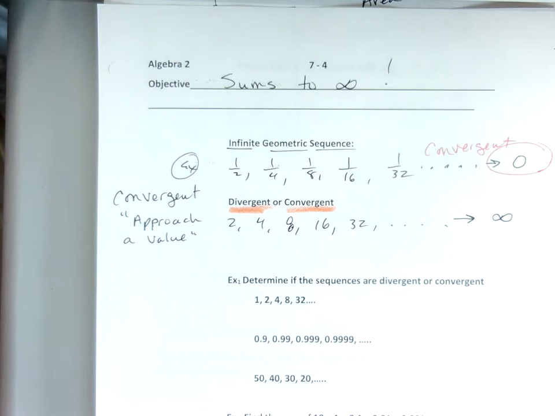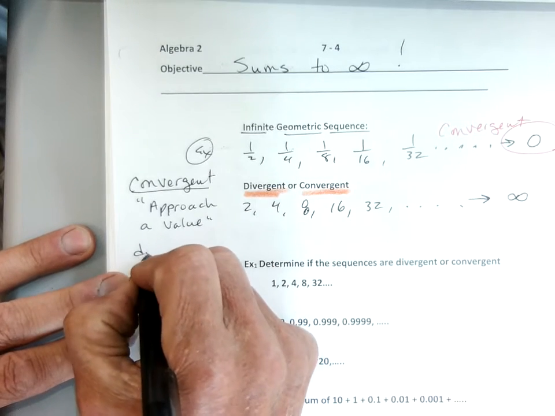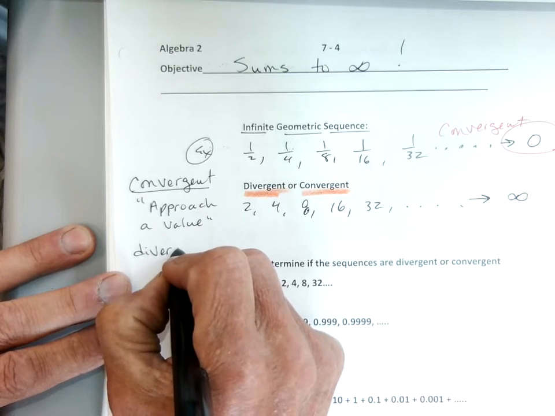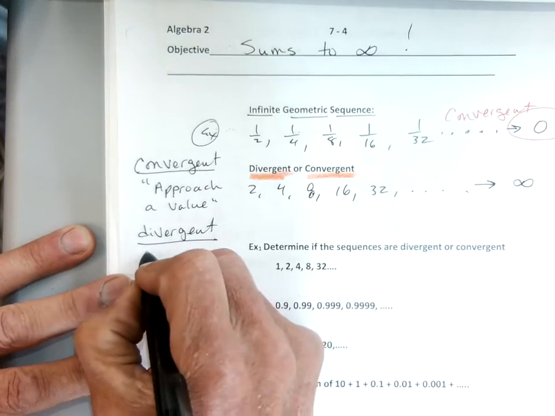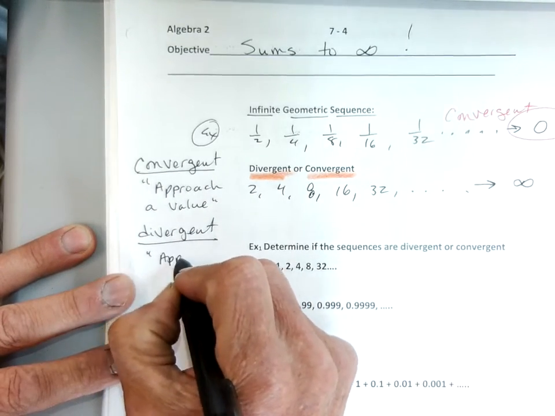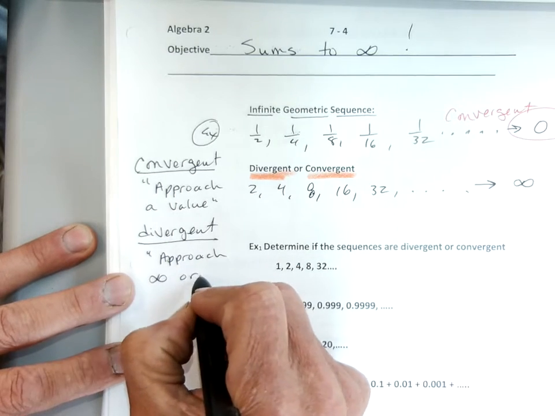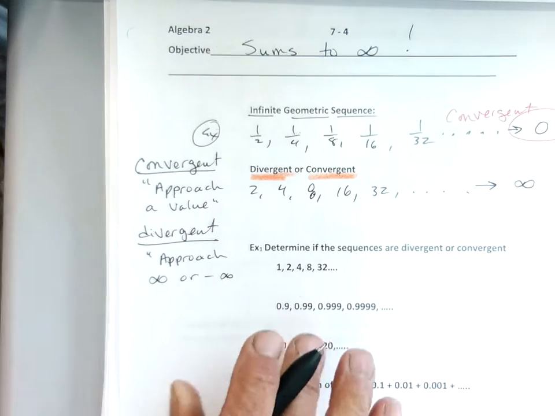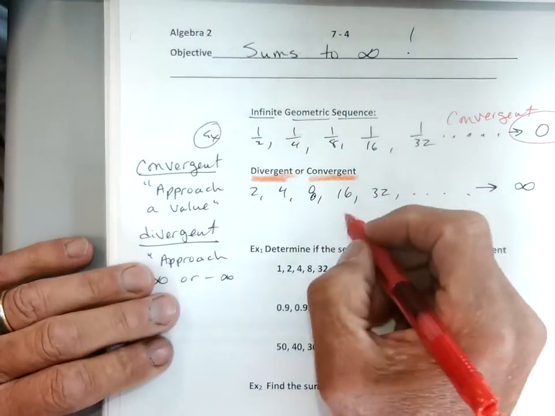Divergent means it's going to infinity or negative infinity, okay? So if it's divergent, it's going to approach either infinity or it could even approach negative infinity, but it's just going off the chart, right? So this one is divergent.